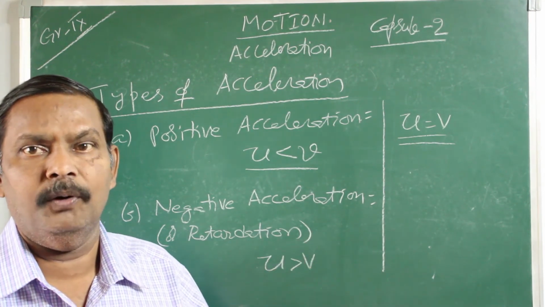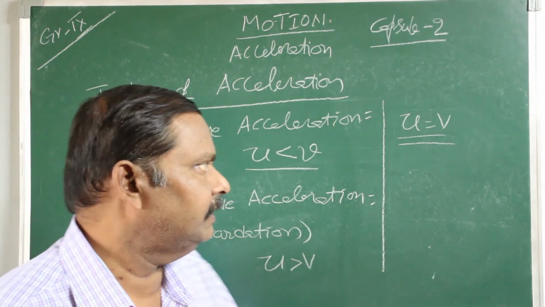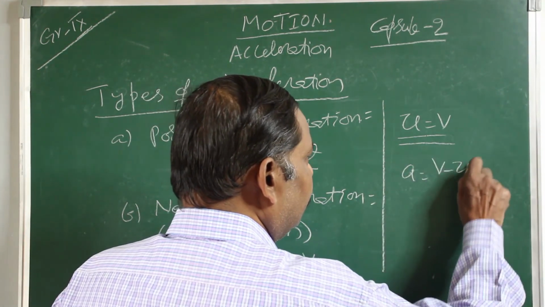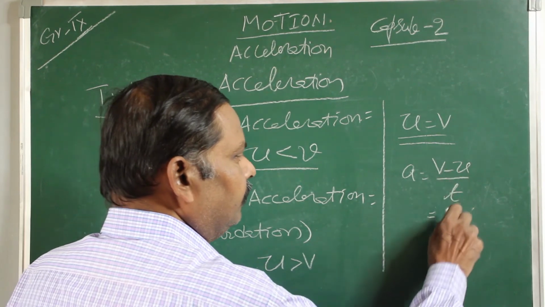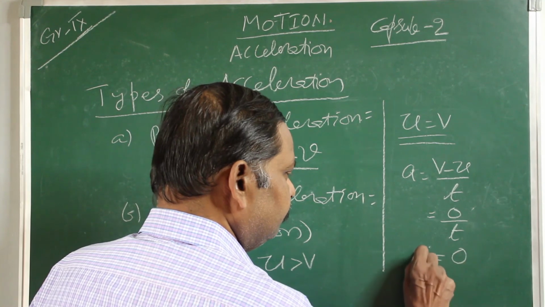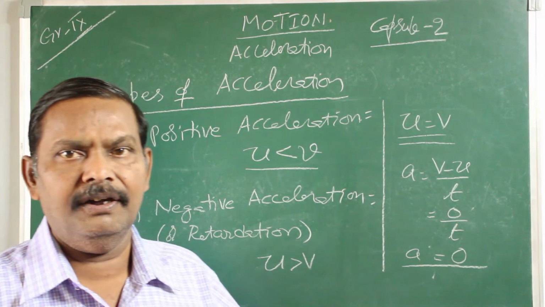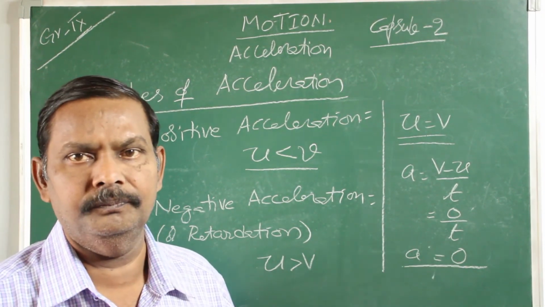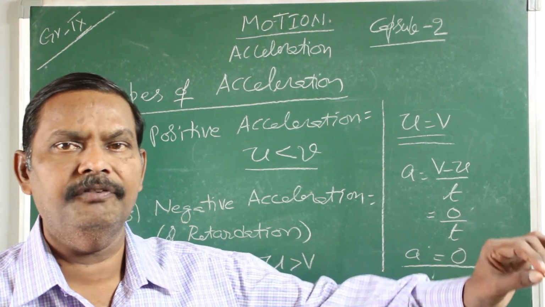Then we will say the body is traveling with a uniform velocity, and in that situation, what would be the acceleration? Since v and u are equal, you will get 0 divided by time, that is 0. So when a body is traveling with uniform velocity, its acceleration will be 0. Zero acceleration means the body is traveling with uniform velocity.